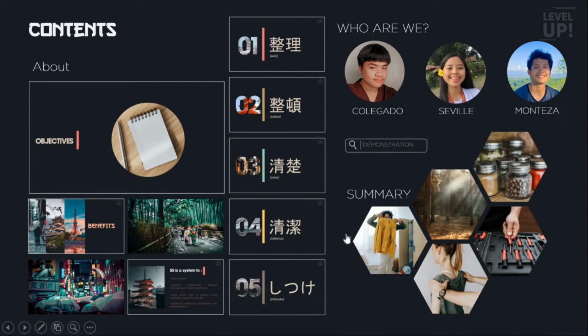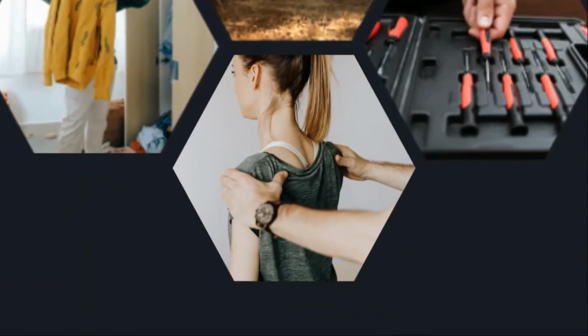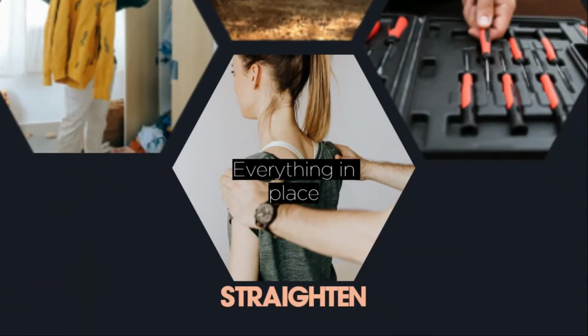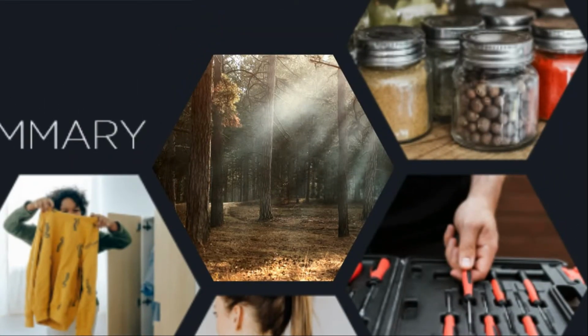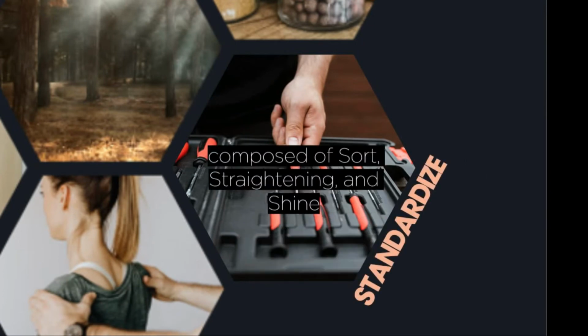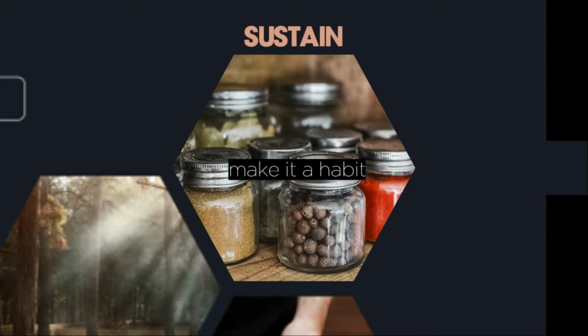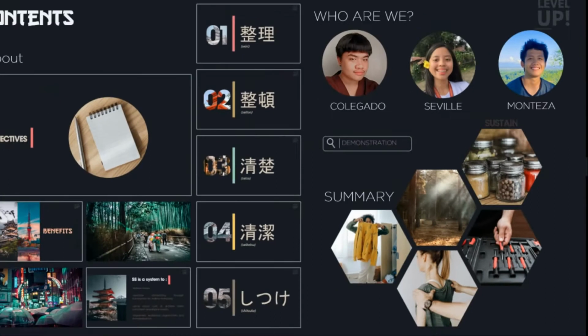Now that we are done with our main topic, let's take a look at our summaries. The first one is the sort, retain, or move. The second one is the straighten, or everything in place. The third one is the shine, or look and work like brand new. The fourth one is the standardize, or composed of sort, straighten, and shine. And lastly is the sustain, or make it a habit. Now that is all the 5S methodologies.